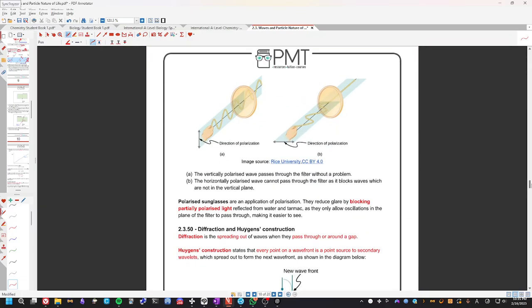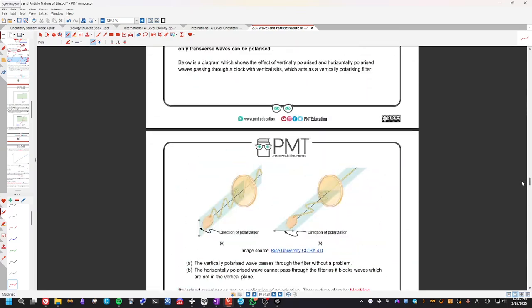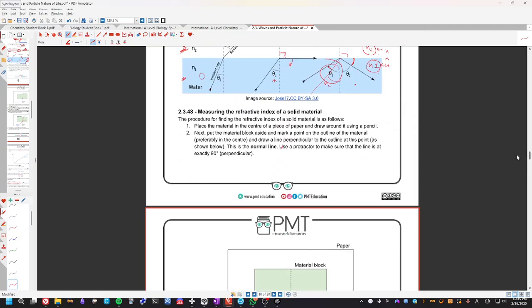Most of these things are pretty easy. Then we talk about polarization. These are the new things. Electron diffraction. Okay, that's pretty interesting. Okay, fine.